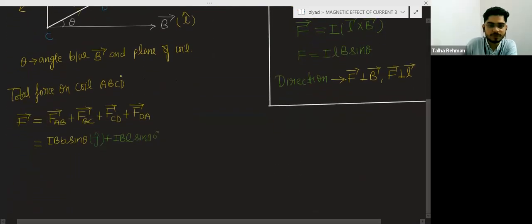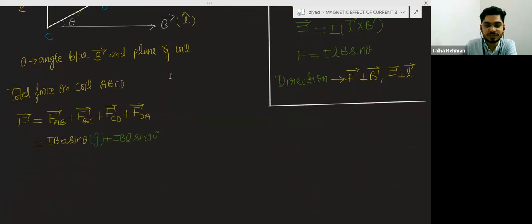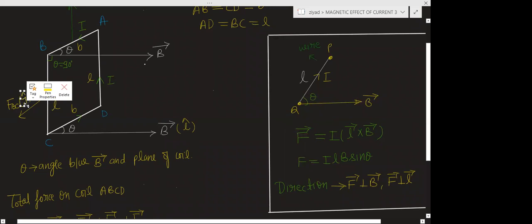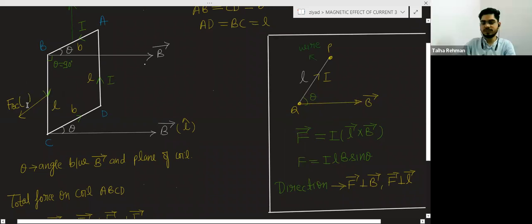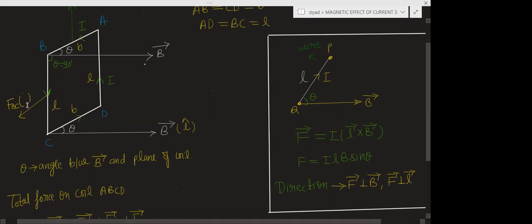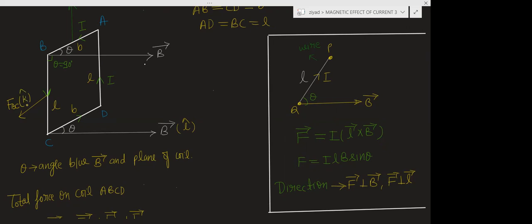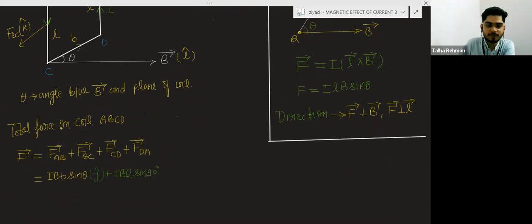So here also you will multiply with positive K cap, not J cap. The thumb is coming towards you, out of the screen, so that is the Z axis. So you will take K cap here. Here also you will multiply with K cap.